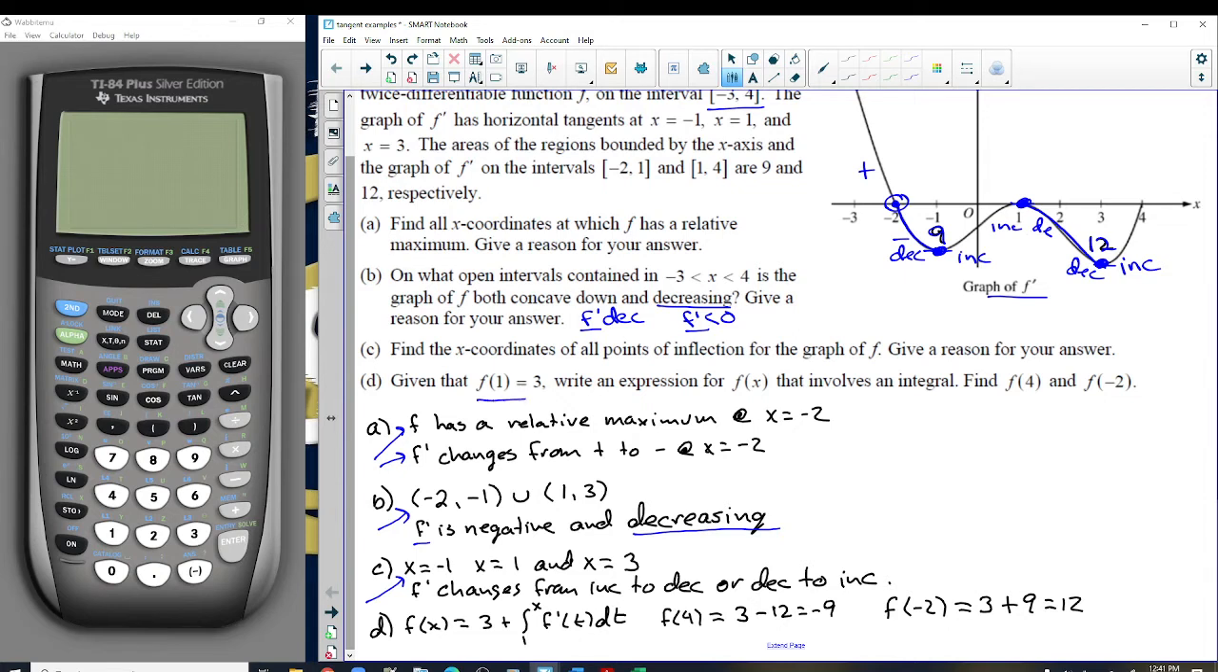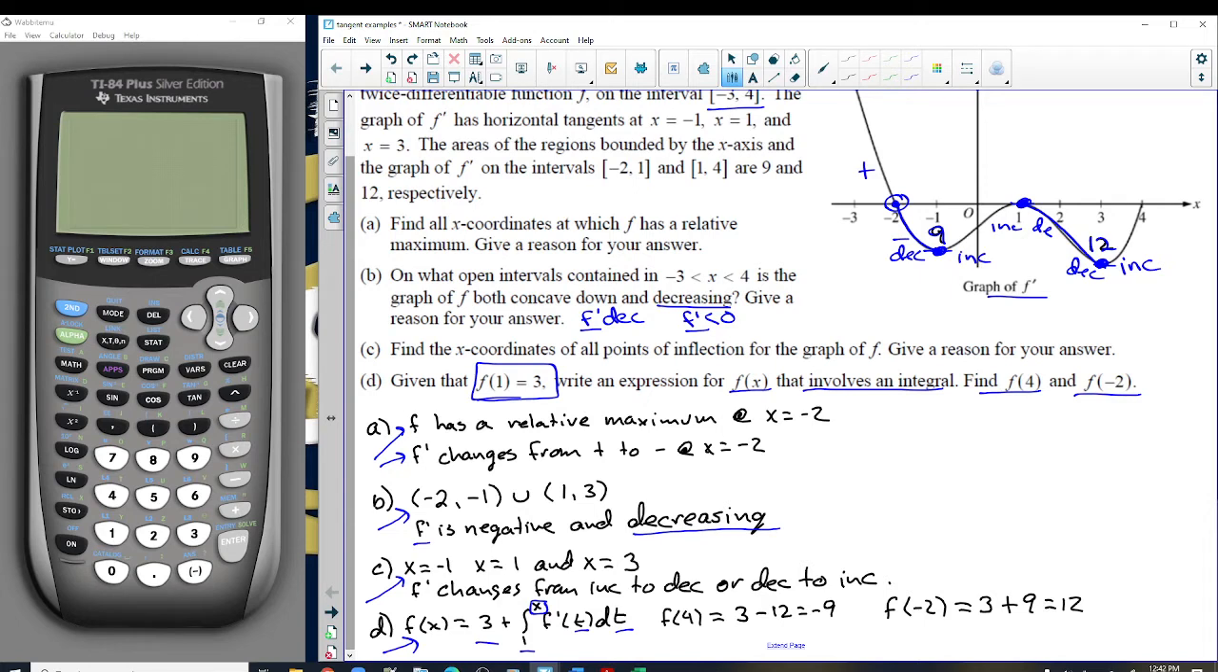Part D: given that f of 1 is 3, there's the initial value, write an expression for f of x that involves an integral. And then we'll find f of 4 and f of -2. So the expression is here. f of x is 3 plus the integral from 1 to x of f prime of t, which would give you f of whatever x value you want. And typically, if we have x up here, these variables are different, so we usually use t's for that.